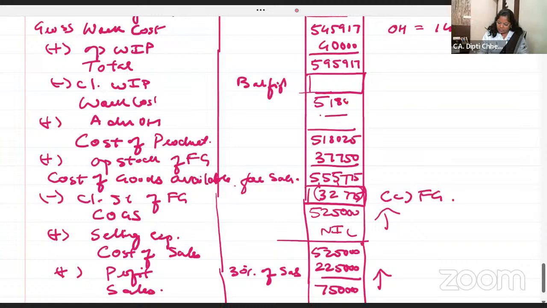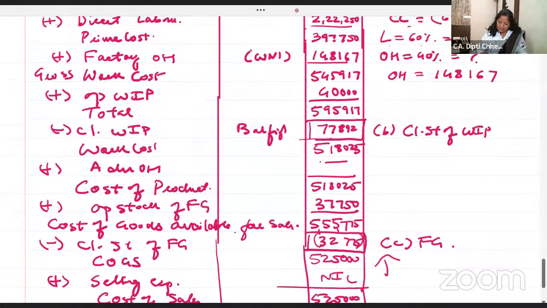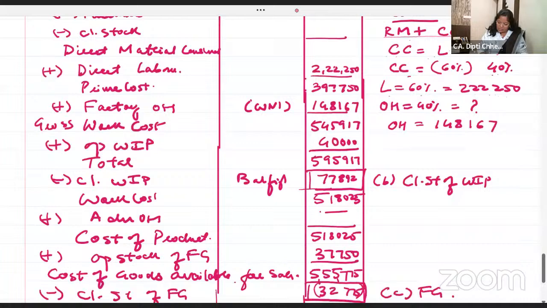So ignore. 518,025 is the works cost. Minus 595,917. So 77,892 minus करने के बाद 595,917 minus 77,892. This is your B bit answer. Closing stock of work in progress. है ना? So can we go reverse now?